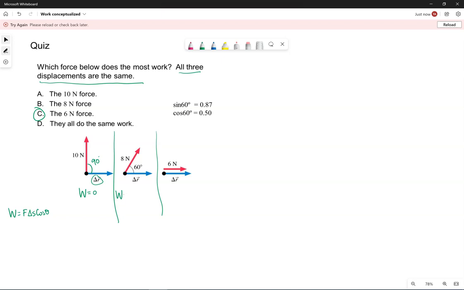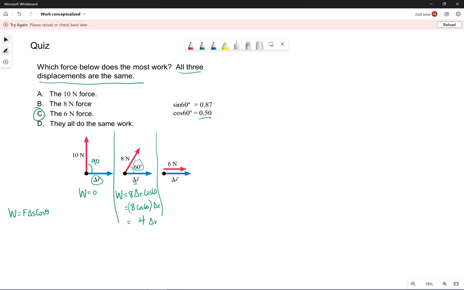This 8 Newton force, the force is 8, delta R, I guess I can call it. And then the angle between these two is 60 degrees. So we will have 8 cosine 60 times whatever delta R happens to be. The problem has told us the cosine of 60 is 1/2. So we essentially get 4, because 1/2 of 8 is 4, times the delta R.